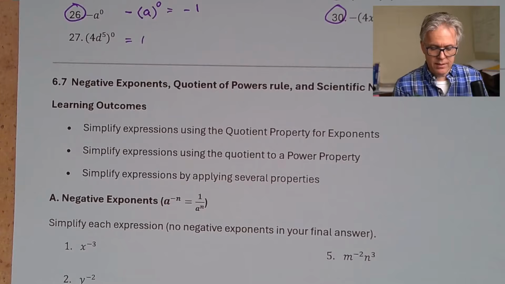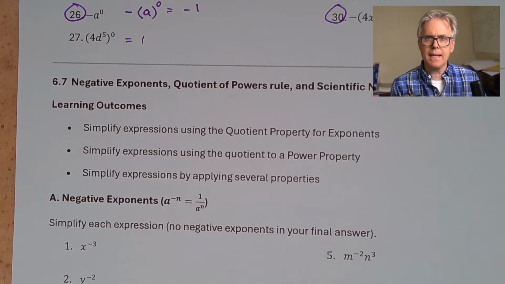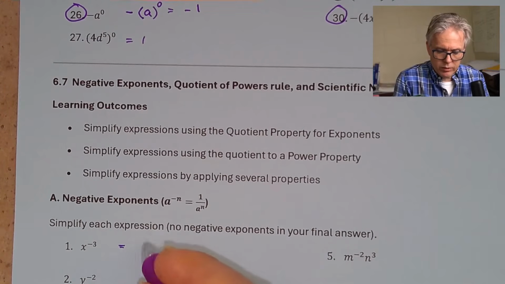Let's simplify each of these. So x to the negative 3, I'll give you the pattern here. Whatever the base is, we just flip it, and that changes the sign of the exponent. So it's going to be 1 over x cubed.